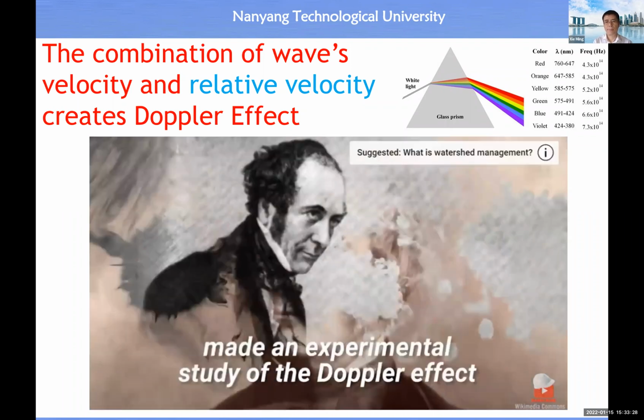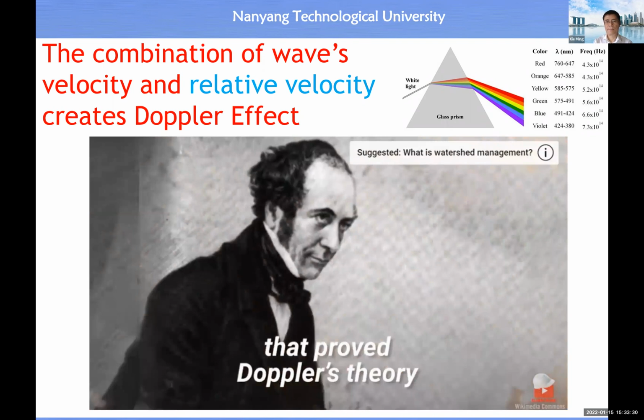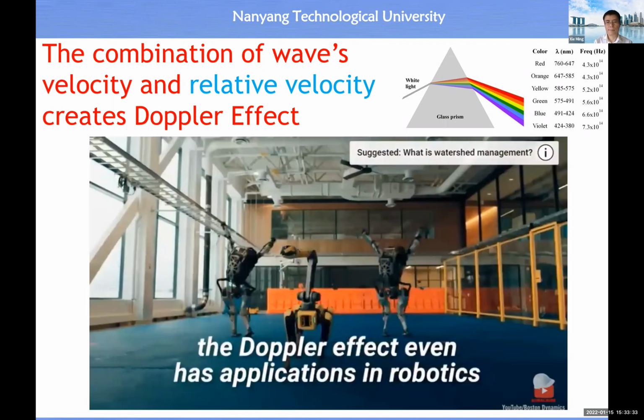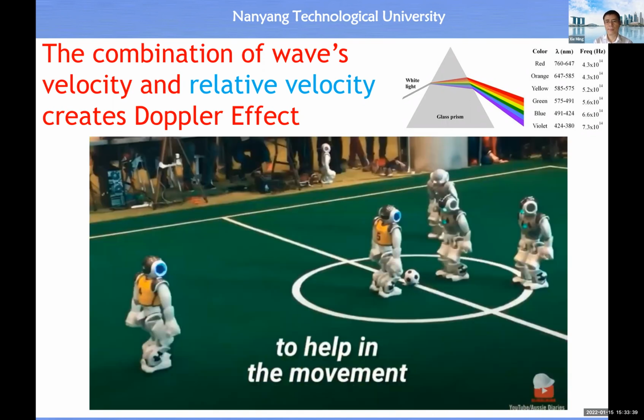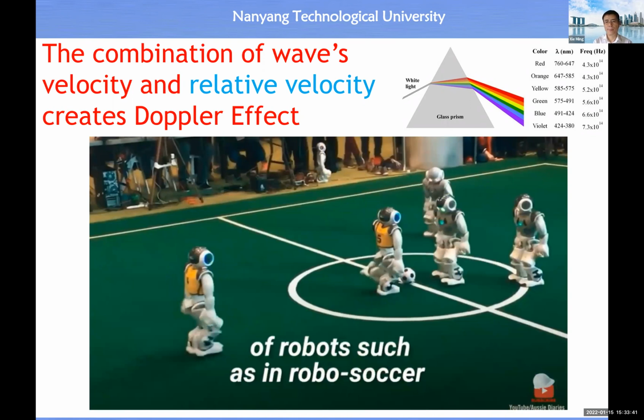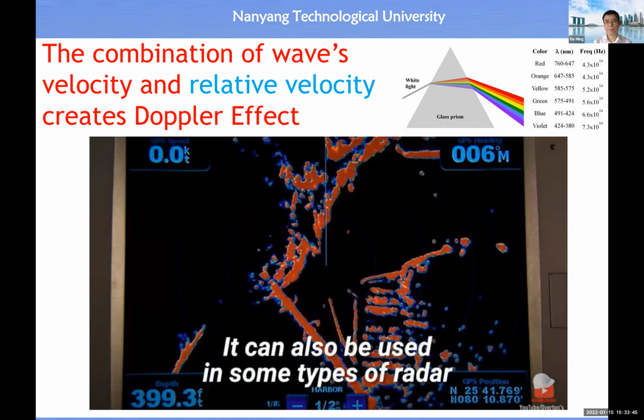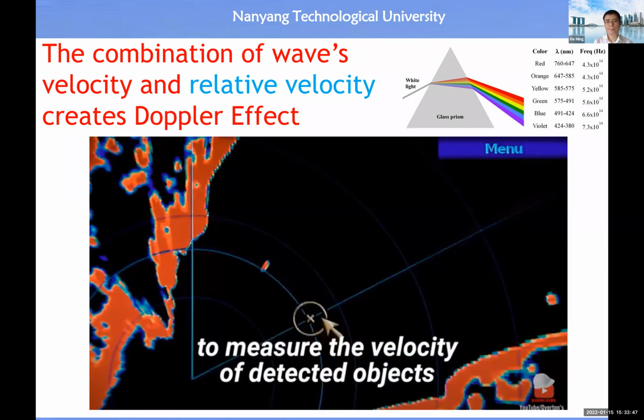Today, the Doppler effect even has applications in robotics. It is used in dynamic real-time path planning to help in the movement of robots, such as in robo-soccer. It can also be used in some types of radar to measure the velocity of detected objects, and in echocardiograms to generate an assessment of the speed and direction of blood flow.